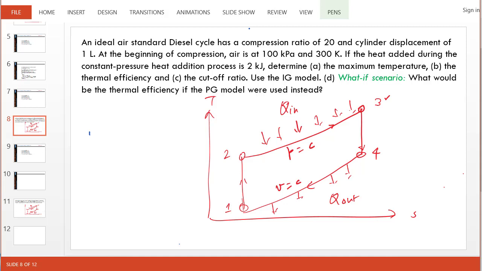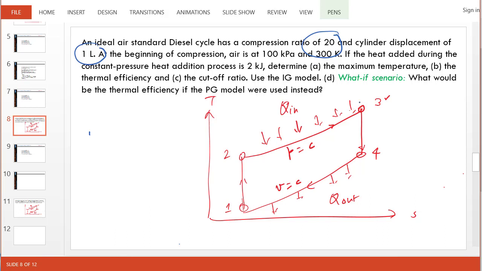Hello and welcome. In this diesel cycle problem, the volumetric compression ratio is given. However, the cylinder displacement is provided to us instead of the volume at the bottom dead center. So we have to use the definition of the compression ratio to figure out the volume at state 1. Also, the maximum temperature is not supplied.